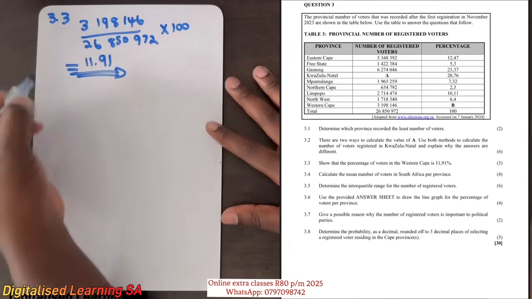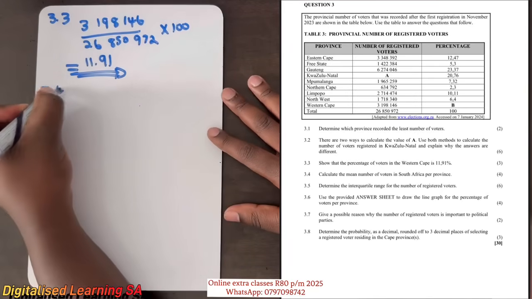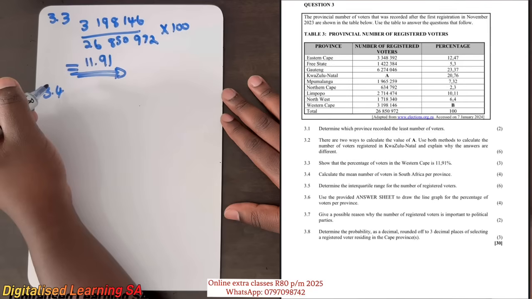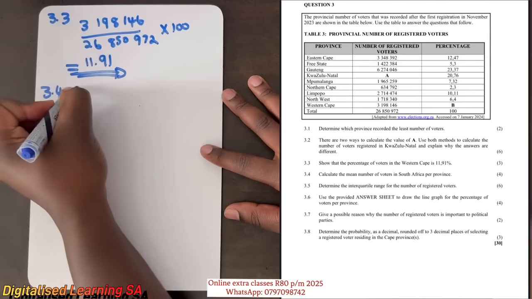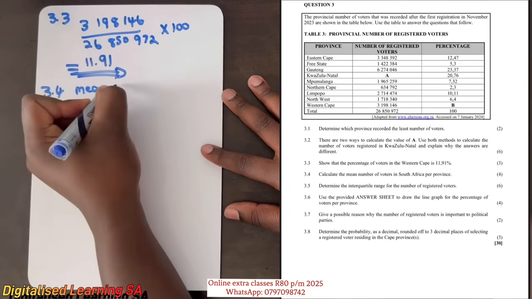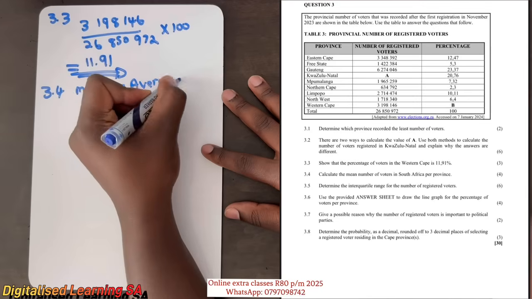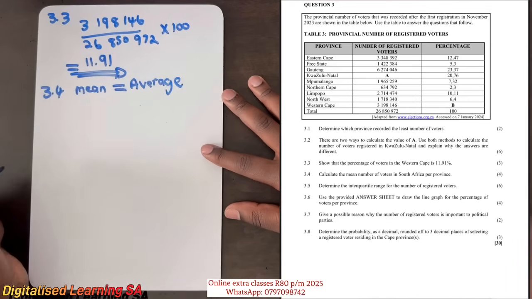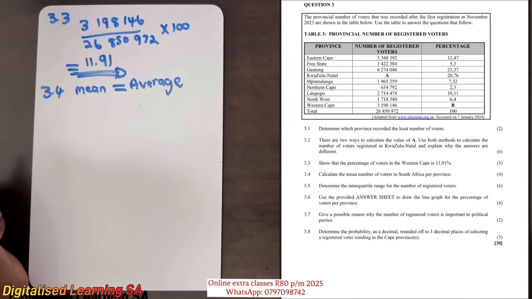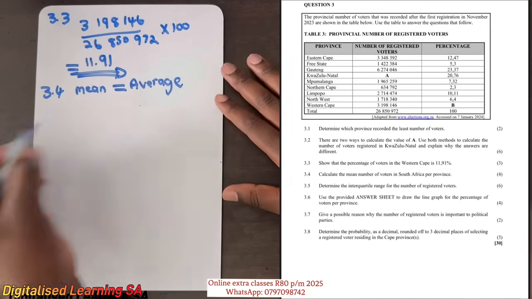Okay, so now let's move to question 3.4. Question 3.4 says calculate the mean number of voters in South Africa. We know that the mean is one and the same thing as the average. If they say calculate the average, they are saying calculate the mean, and if they say calculate the mean, they are saying calculate the average. In this case, we are already given the total of the number of registered voters, which is just adding up all the provinces.